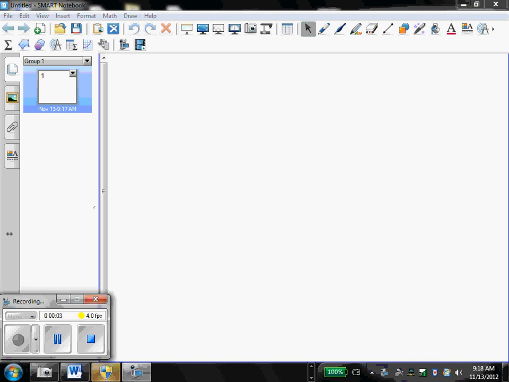Class, this is section 4.3 in your textbook. We are going to learn two new rules today for how to find the derivative of a function.